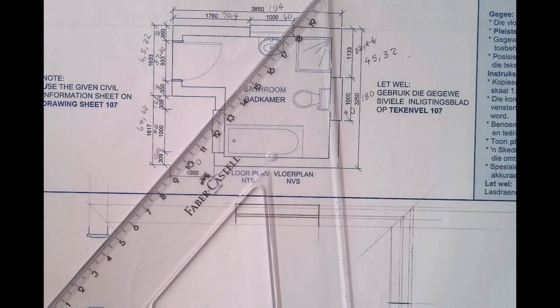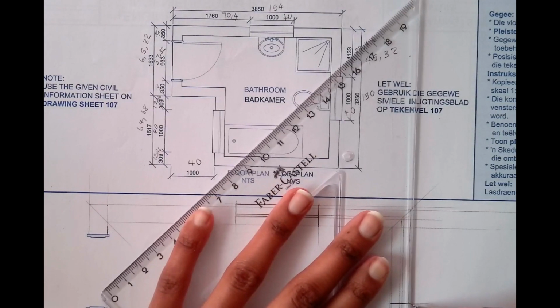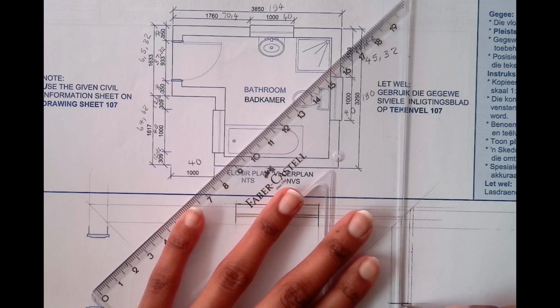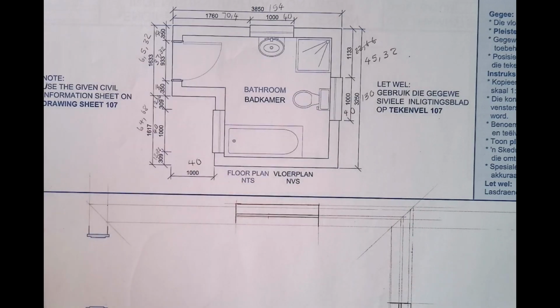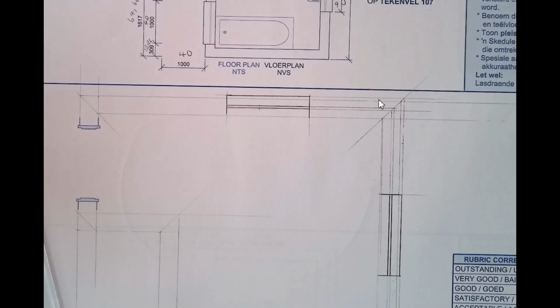Once that is outlined, now you can just outline your window. First the window sill and then the window steel frame. And those are our windows.